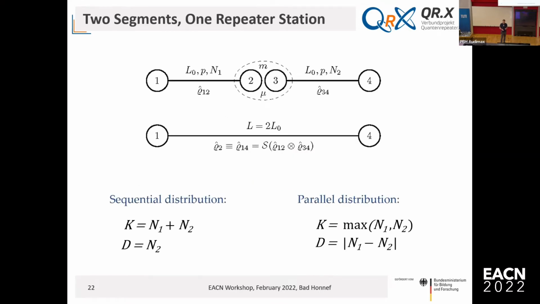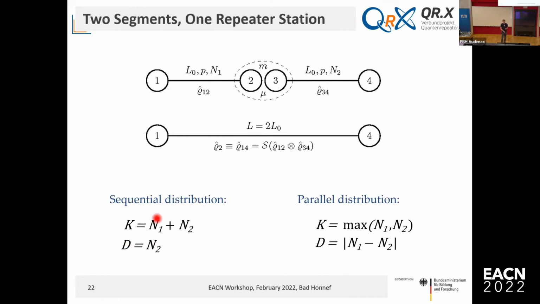So let's again look at the simplest case of 2 segments and just 1 repeater station. In our theoretical model, we consider 2 basic random variables. These are these K and D variables. The K represents the total waiting time. So basically the average of this, and the inverse gives the raw rate. Overall, it's the total time it takes from the start, when we start initially distributing pairs in these segments, until the final state which is eventually shared between Alice and Bob. So that's the K. And the D is the dephasing. That's the D variable here.